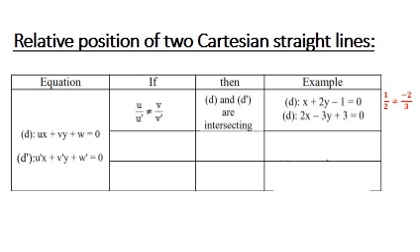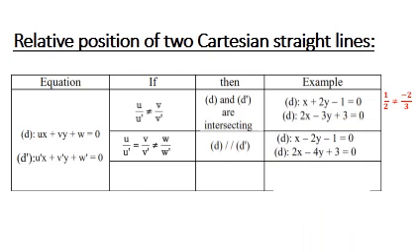Okay, let us take the second condition. If u over u prime is equal to v over v prime, but it's not equal to w over w prime, then the two straight lines are said to be parallel. Let us take an example. Look at those two straight lines. 1 over 2 is equal to 1 over 2, but it's not equal to minus 1 over 3. Then those two straight lines are said to be parallel.